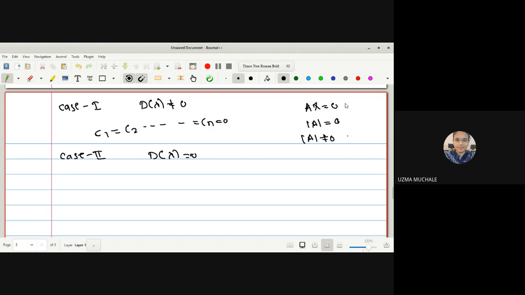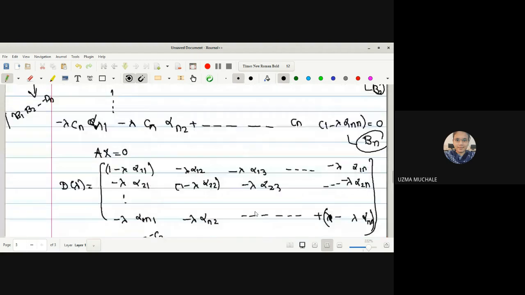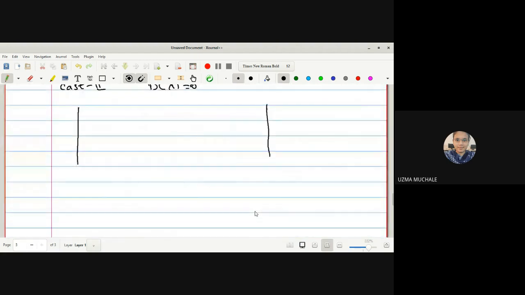Hence, now we can find out the value of x. So if D(lambda) equal to 0 means what? The value of this determinant, whatever we have, we are going to take it as equal to 0.